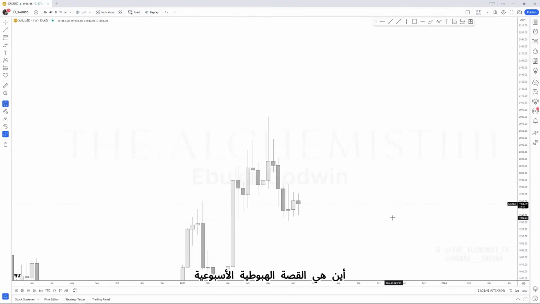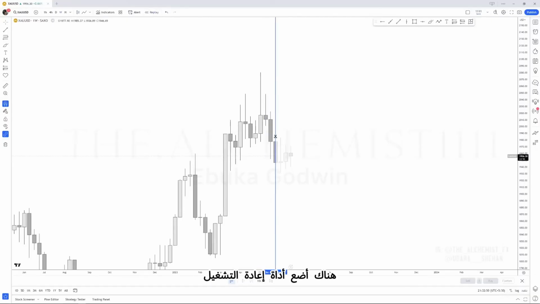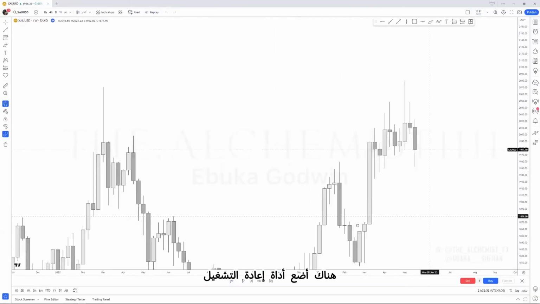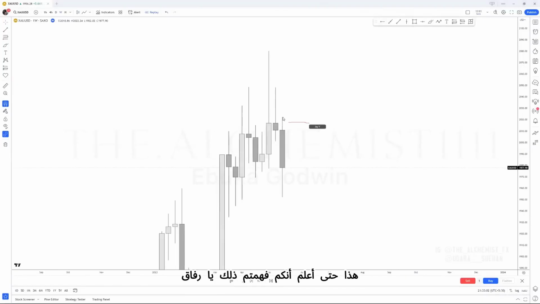Where did the weekly bearish storyline start? Can you spot that? Look at this. It is always there. Okay, don't think it is not there. I put the replay tool here. Can you see that weekly started a bearish storyline? How did it start? Can someone spot? Can someone please annotate just so I know you guys understood that? Yeah, exactly. This one, right? Perfect.